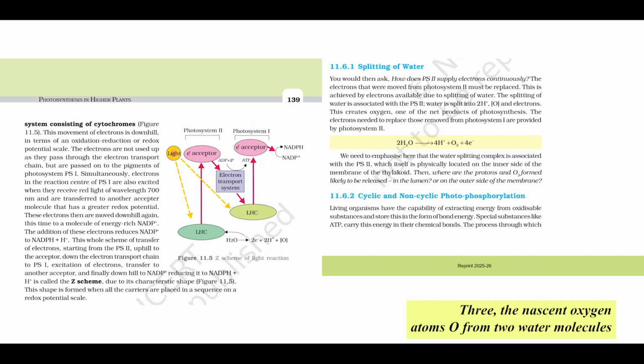3. The nascent oxygen atoms, O, from two water molecules combine to form molecular O2 gas, O plus O makes O2. This O2 is then released as a gaseous byproduct of photosynthesis. This right here is the source of the atmospheric oxygen that sustains aerobic life on Earth. So yes, the oxygen you are breathing right now literally comes from the water molecules that plants split using sunlight. Pretty remarkable, isn't it? Okay, so we know electrons flow, water splits, oxygen's released, and NADPH is formed.